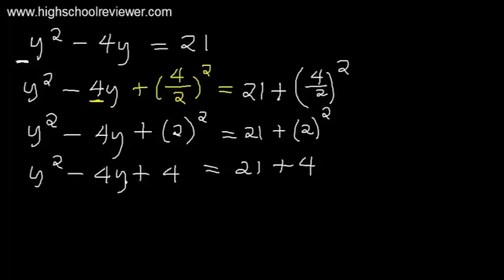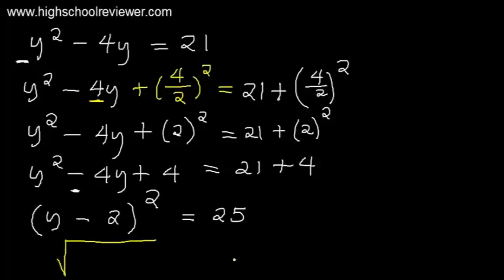So y squared minus 4y plus 4 is now a perfect square. Our first term here will be y, and since this is negative, we will also have the negative sign, and the square root of 4 will be 2. Since this is a perfect square, we will just raise this quantity to 2. And then 21 plus 4 is 25. Now we are going to get the square root of both sides.